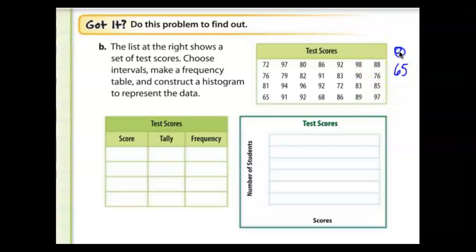So if we were to figure out the range of this data, I'm going to take 97 and subtract 65. And so there is a 32-point range between the lowest score and the highest score.